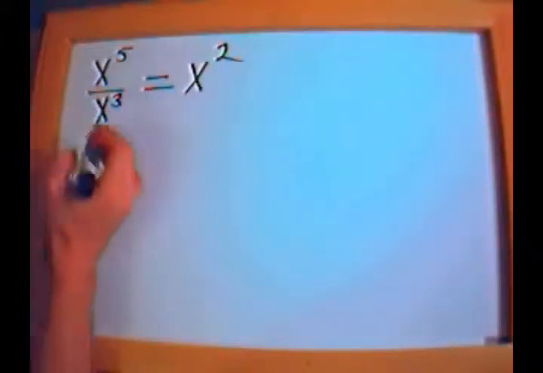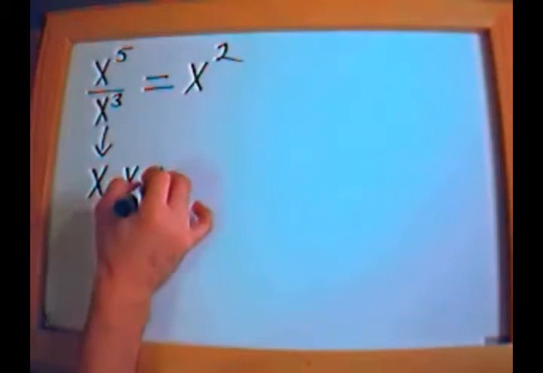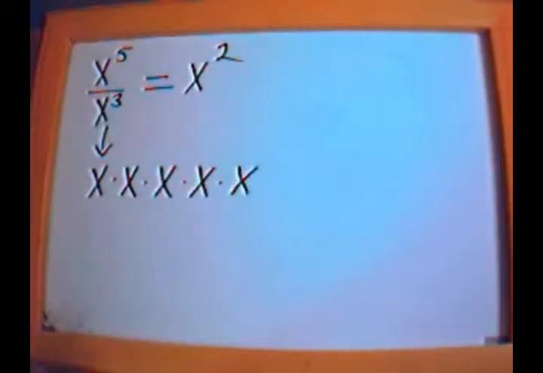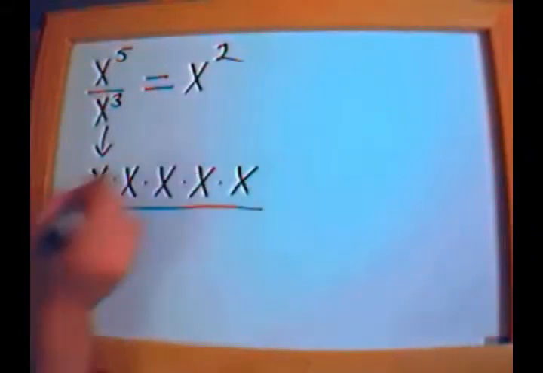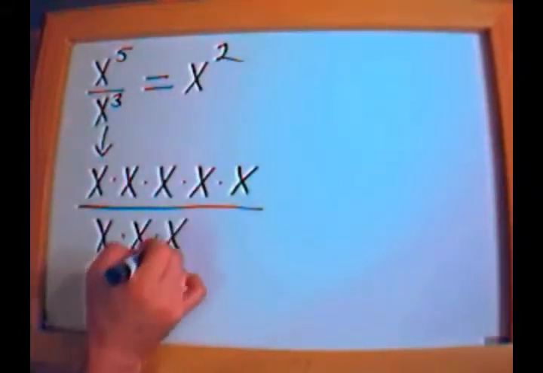Say we were going to take the top. What is the top? X to the fifth is x times x times x times x times x, like that, 5 x's, divided by 3 x's: x times x times x.